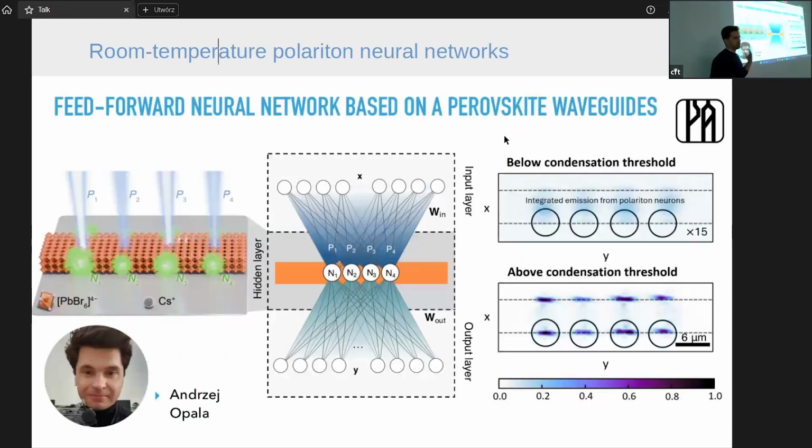So now the idea is to use perovskites to construct polariton neural networks at room temperature, because it turns out that excitons in perovskites are much more stable than in these previous materials, and they can also exist at room temperature. What we did was create a very simple neural network with just 4 neurons in a hidden layer. So this is the input layer, hidden layer, and output layer.